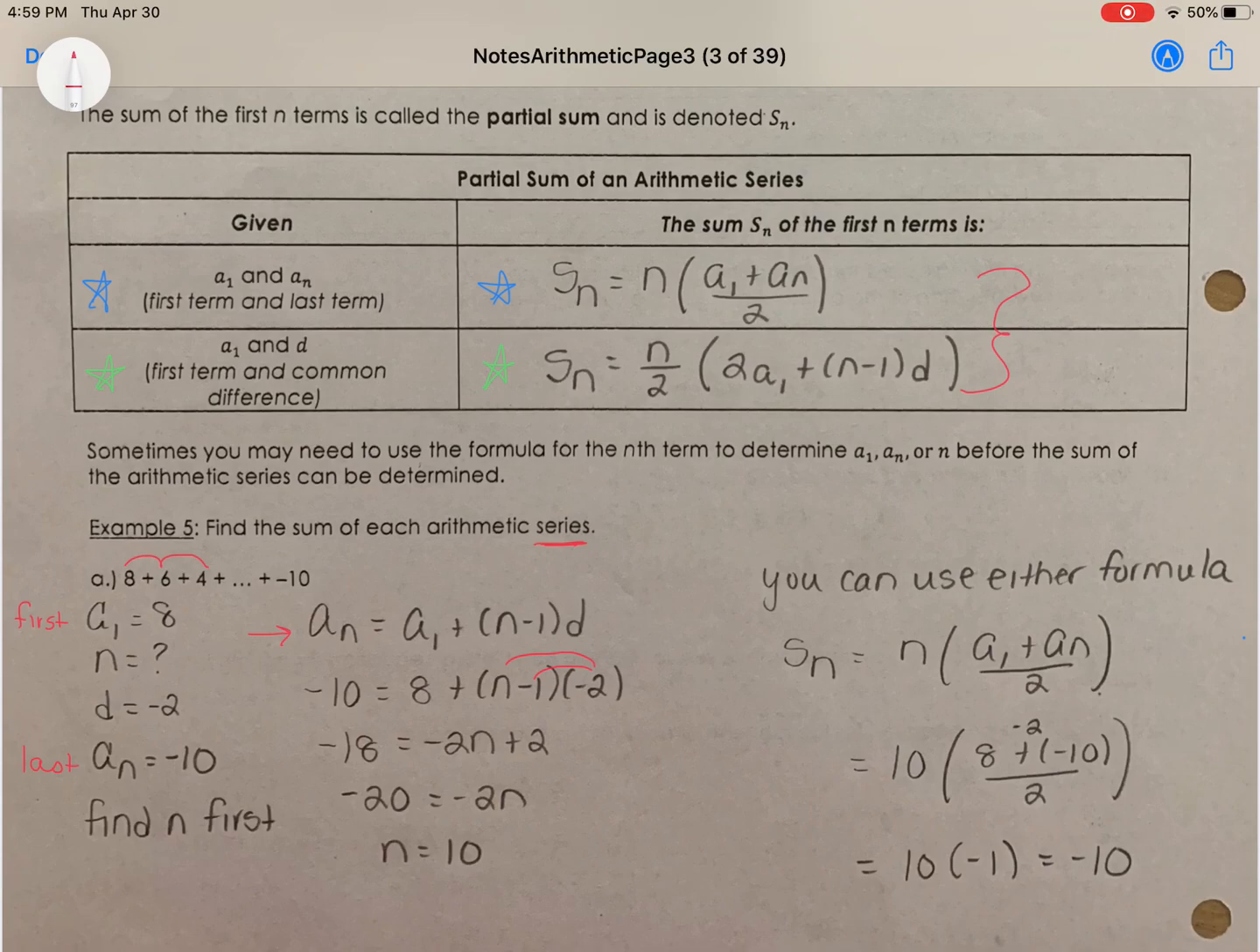So again, to review, here's the formula for sequence. We plug in everything that we have, distribute the negative 2, move some things around, and you find out that your n value is equal to 10. Given that you now have n, we know the first term is 8, n is 10, D is negative 2, and the nth term is negative 10. If you look at those 4 bits of information and decide which of these 2 formulas you can use, you actually have an option. You can use either one because you have everything.